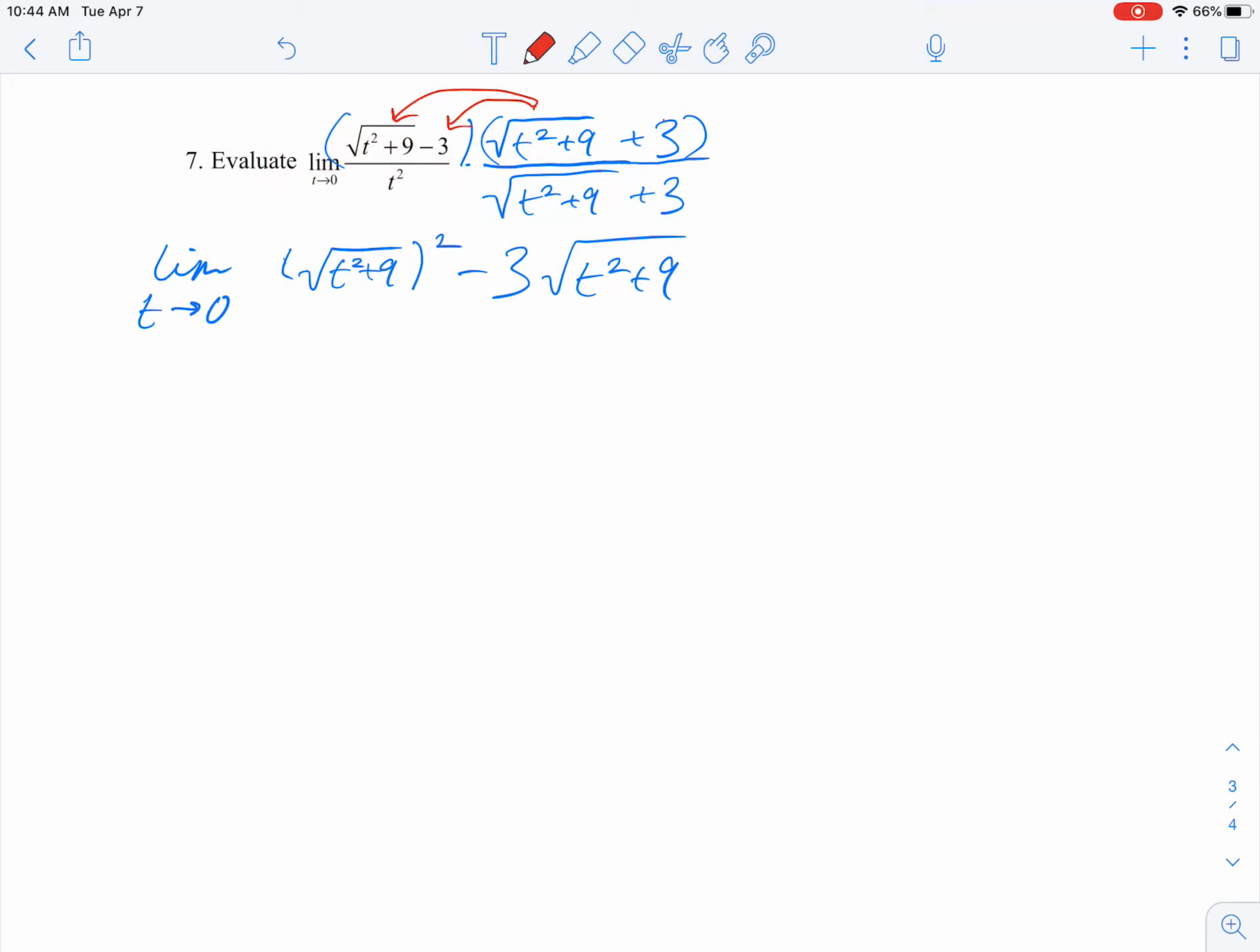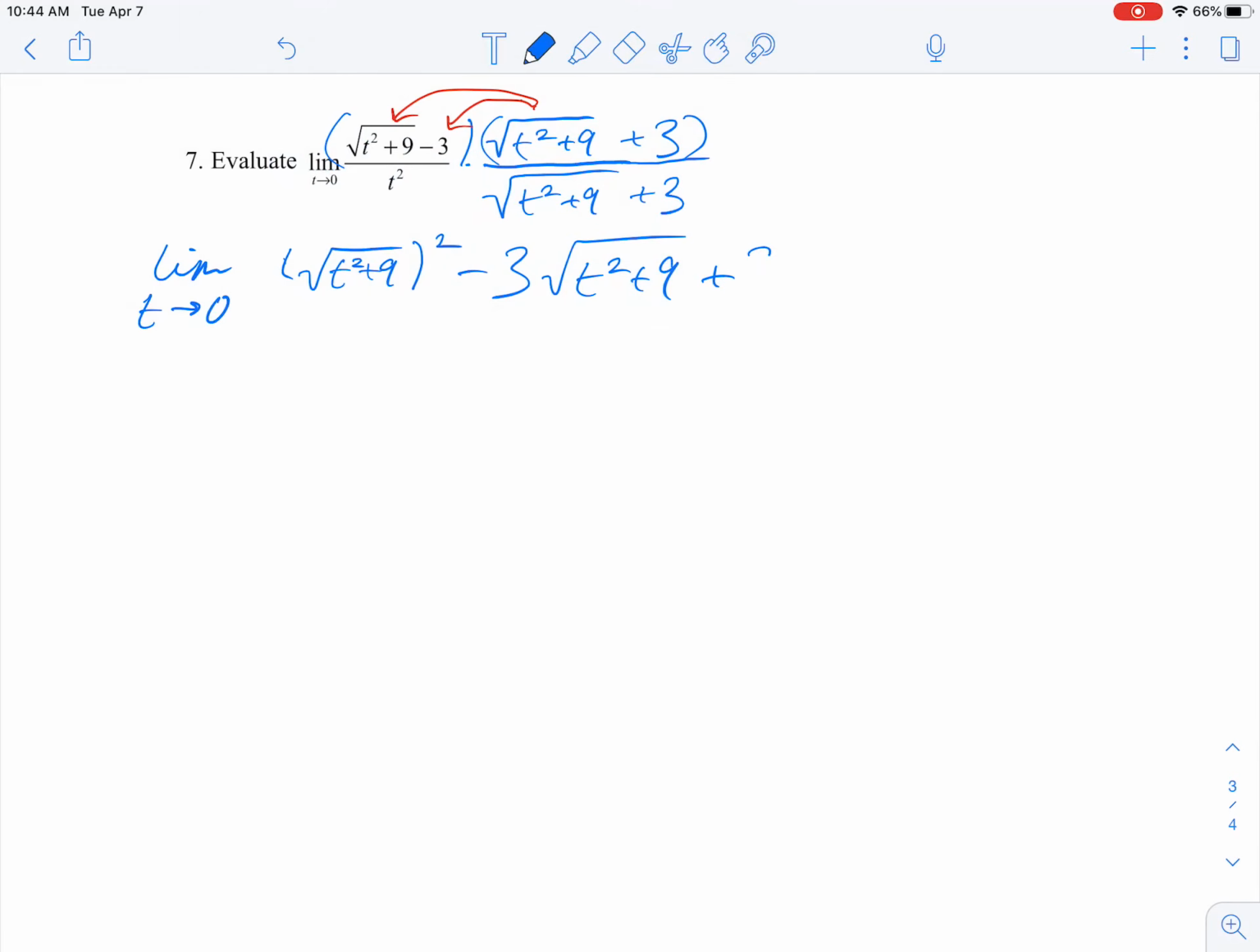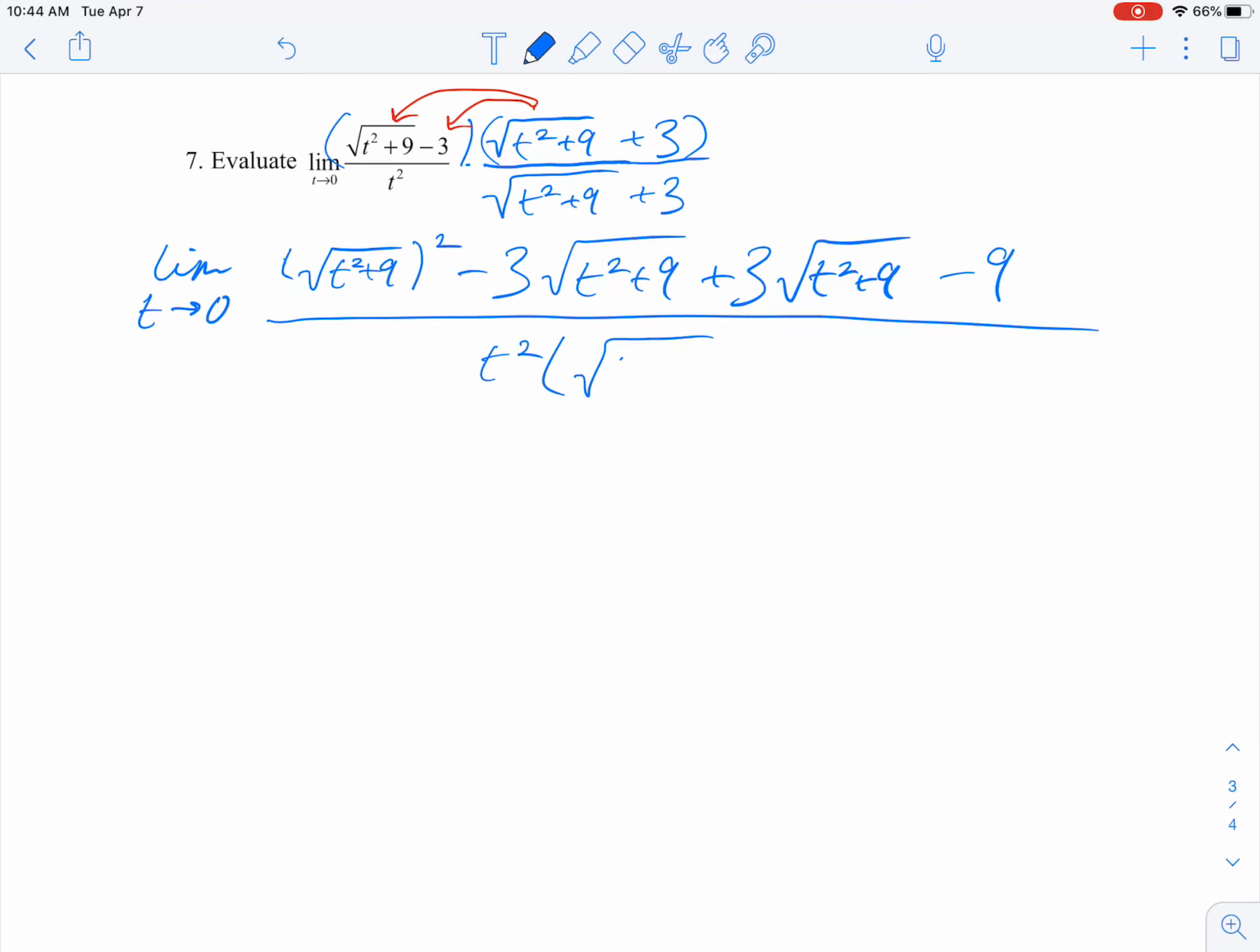And then by similar process, we will distribute the 3 across. That actually probably confuses things visually. So we'll just keep plowing ahead. You see the pattern now. Plus 3 root t squared plus 9 minus 9. That's all the stuff that's up top. Down below, we've got t squared times root t squared plus 9 plus 3. I am not going to expand that. I don't think that's going to be helpful. We'll see if I'm mistaken, but I'm not going to do it right away.